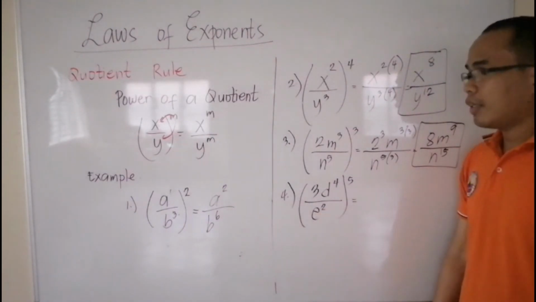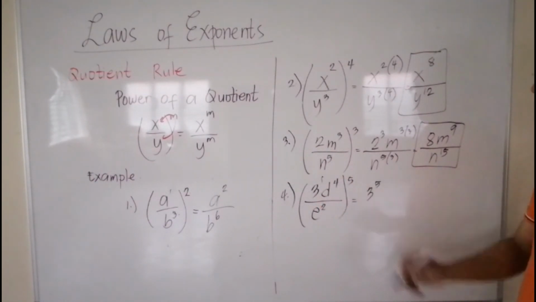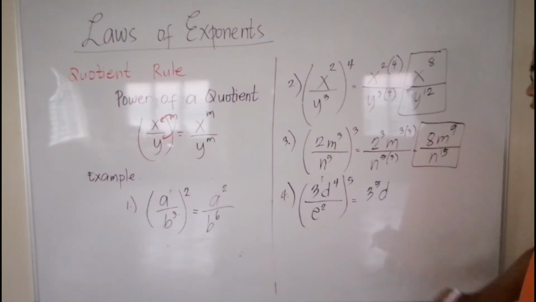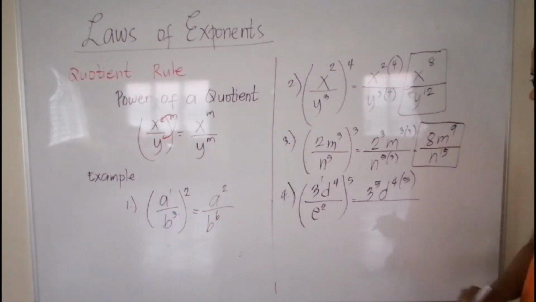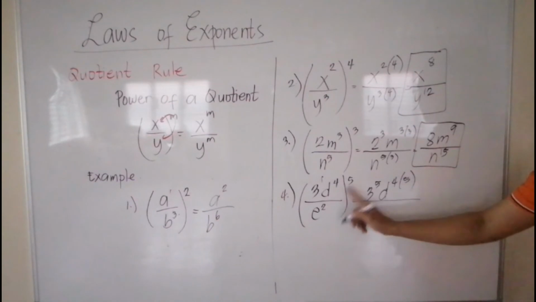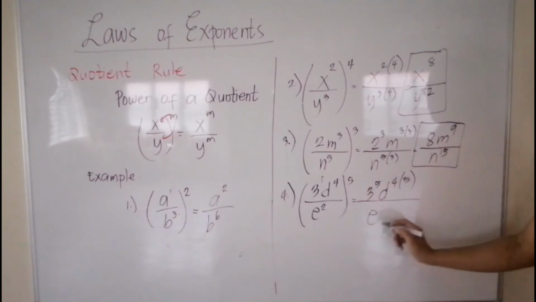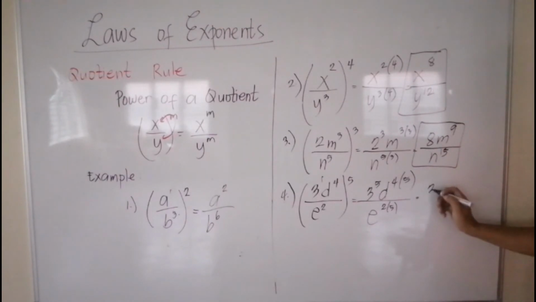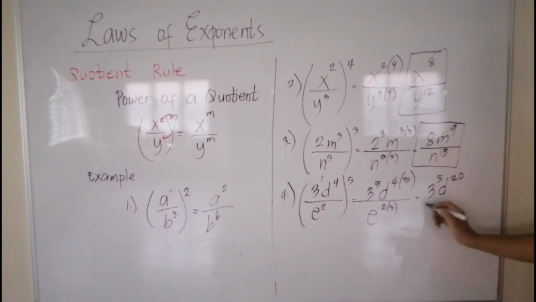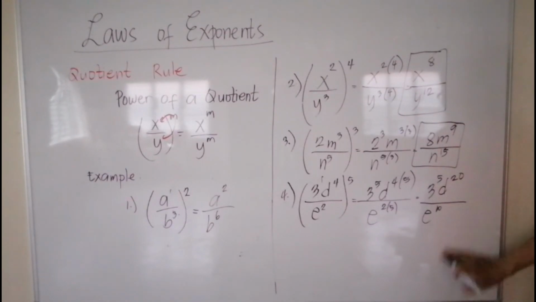How about number 4? So 3 raised to 5. So ito 1 times 5, so it becomes 5. And then d, 4 times 5, over e, 2 times 5 is equal to 10. So it becomes 3 raised to 5, so 4 times 5, ang exponent niya ay 20, over e, so 2 times 5 is equal to 10.